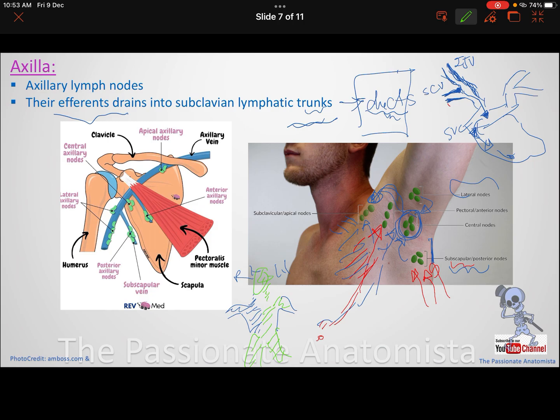The last thing I want to say, the axillary lymph nodes are very important in breast cancer malignancy, and if you want to dig deeper into that information, you can find it in the reproductive module playlist. You will find it in the anatomy of breast. I explained all about the groups of lymph nodes and how they drain lymphatics, and how the breast cancer can spread into the surrounding region.